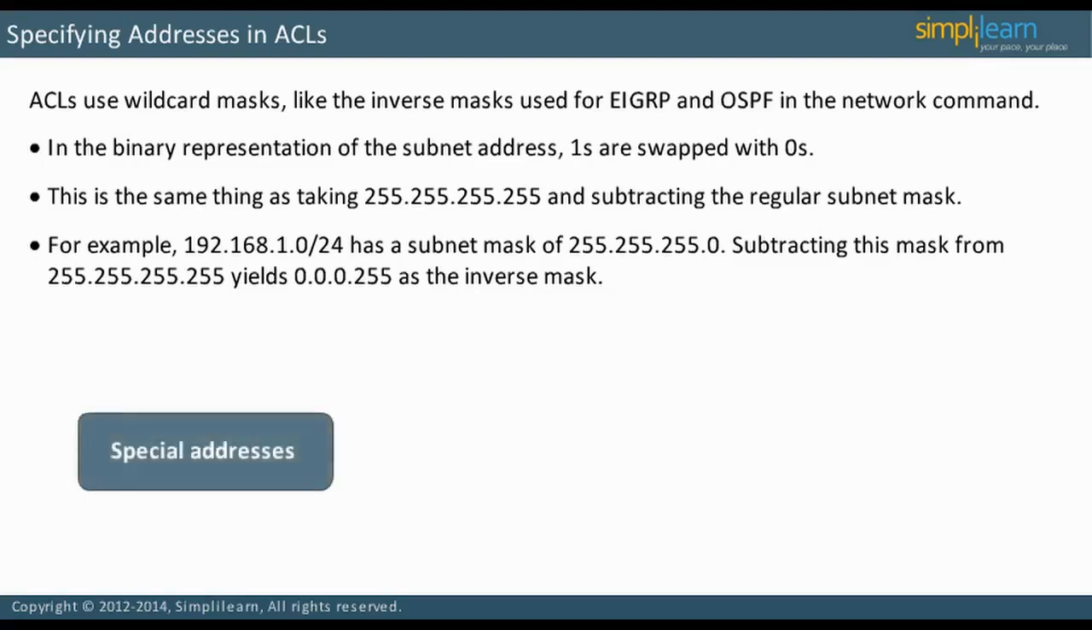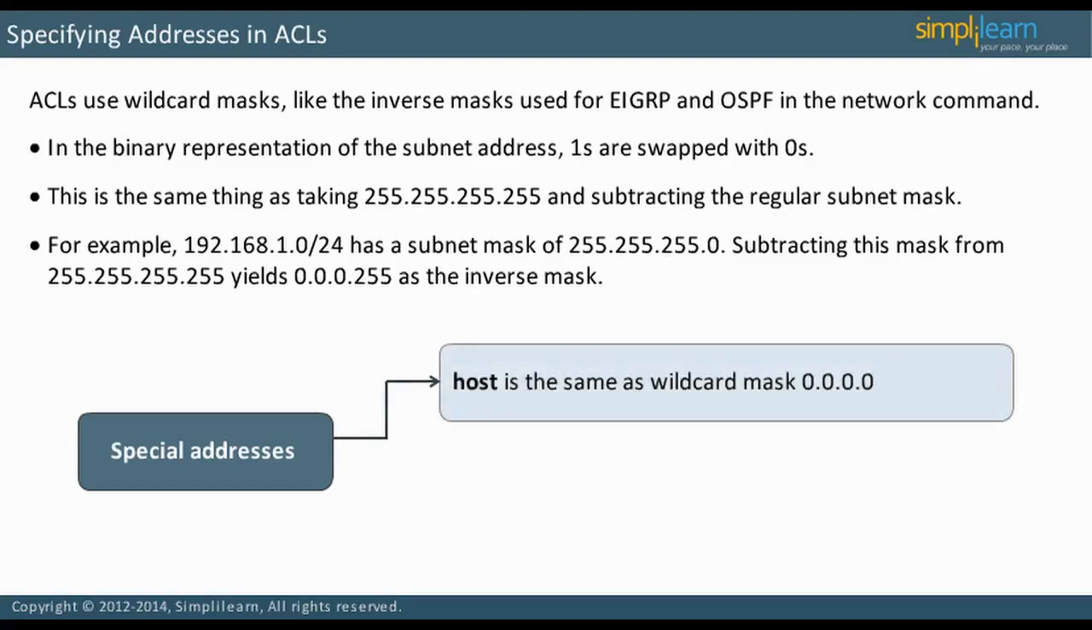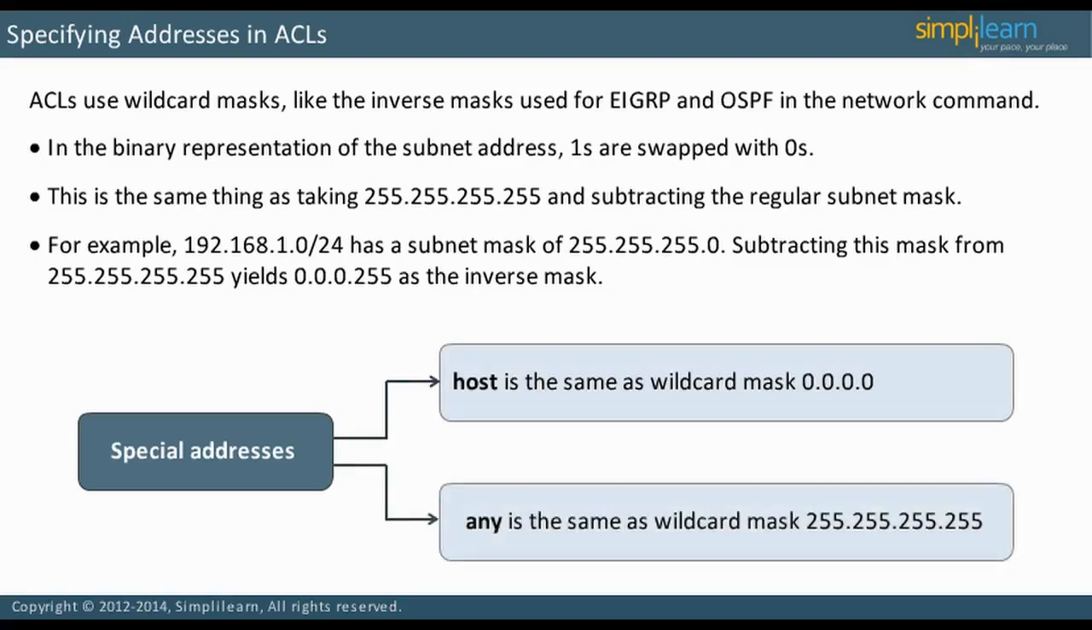Keywords can be substituted for two special addresses. The word host is the same as wildcard mask 0.0.0.0, and the word any is the same as wildcard mask 255.255.255.255. For example, instead of 192.168.1.1 0.0.0.0, enter host 192.168.1.1. Instead of 0.0.0.0 255.255.255.255, enter any. Before configuring ACLs, let us discuss how they work in the next slide.